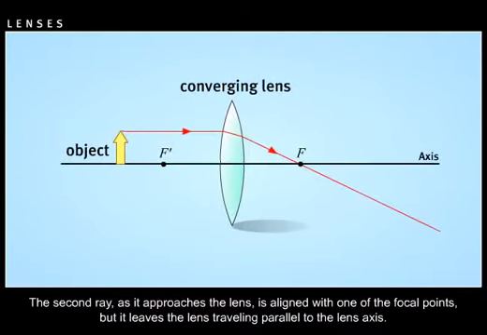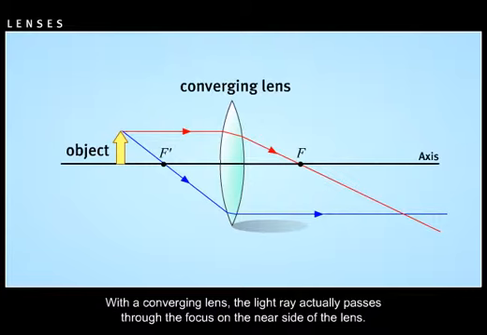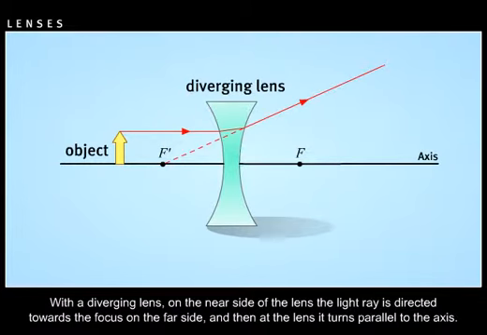The second ray, as it approaches the lens, is aligned with one of the focal points, but it leaves the lens traveling parallel to the lens axis. With a converging lens, the light ray actually passes through the focus on the near side of the lens. With a diverging lens, on the near side of the lens the light ray is directed towards the focus on the far side, and then at the lens it turns parallel to the axis.